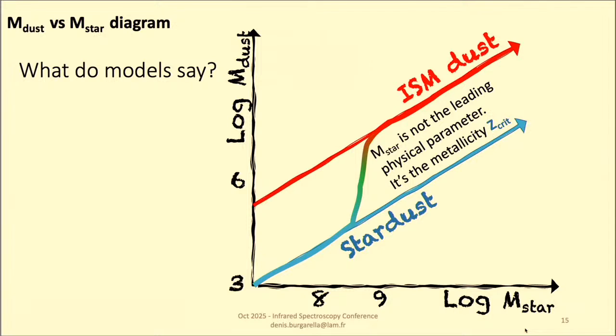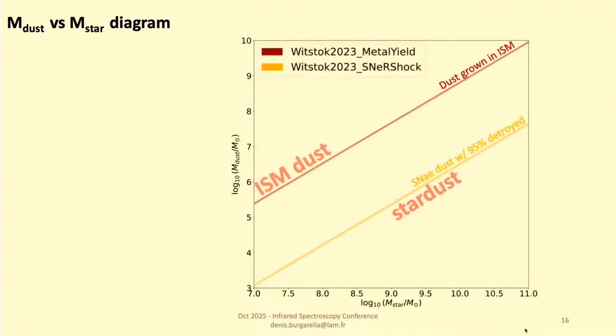So this is just a sketch. Let's look at true models. Wittstock et al. So this is when all the metals are in dust. And this is when you have production of dust in supernovae, 95% destroyed. And of course, if it's more, it's below. And again, we find the same difference between the two lines. Here, we don't see the transition.